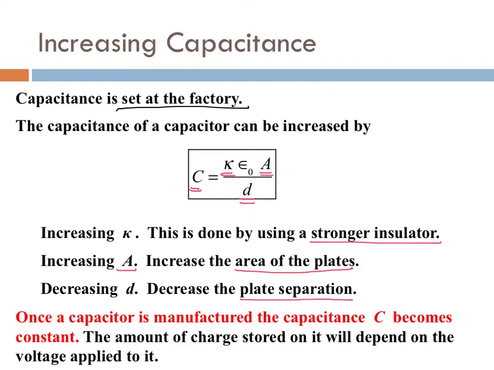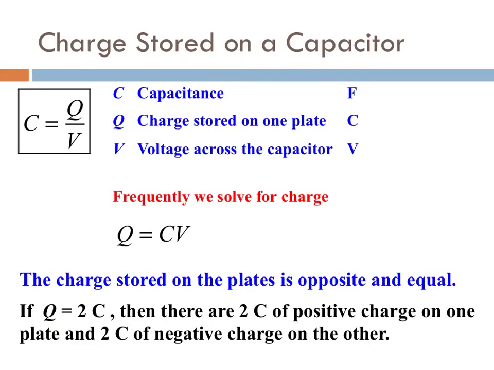So once a capacitor is manufactured, the capacitance C becomes a constant. So the amount of charge stored on it will depend on the voltage added to it instead. If we know the capacitance, then we can solve for the charge stored on the capacitor. Now we can use the equation C is equal to Q over V, where C is a capacitance. Again, this is units of farads. Q is the charge stored on the plate. Again, units of coulombs. And V is voltage across the capacitor, units of volts.